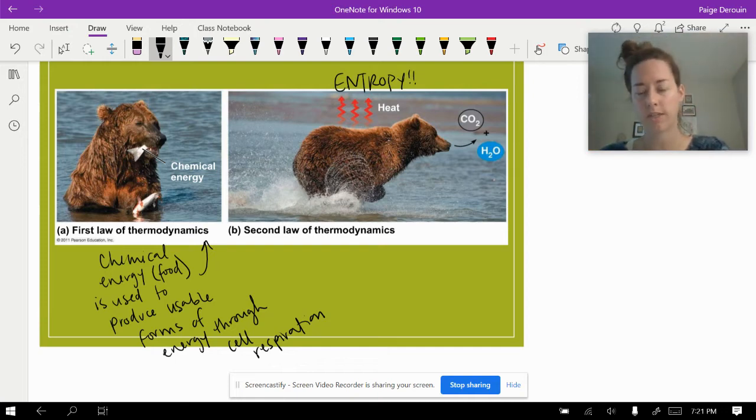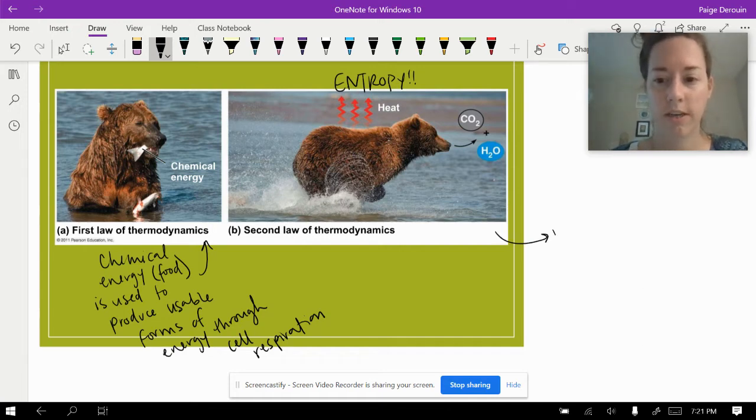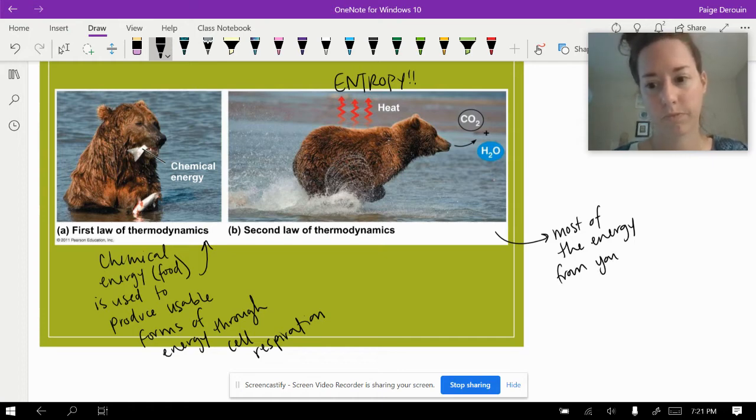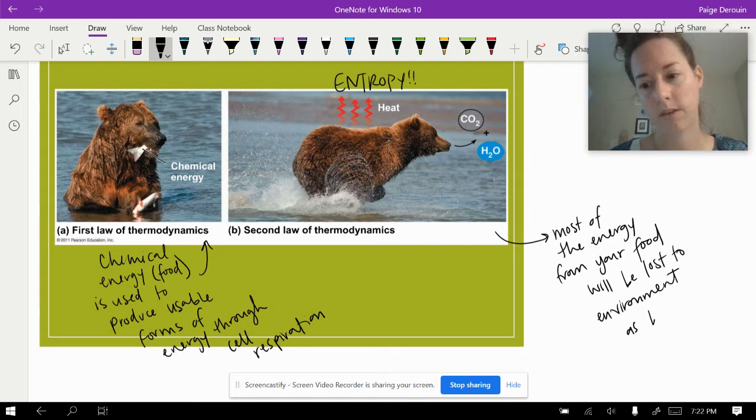Also being released, of course, is carbon dioxide, which is being exhaled, the same as you, and water is a product of cellular respiration. So I'll just make a note over here that says most of the energy from your food, which was chemical, will be lost to the environment as heat.